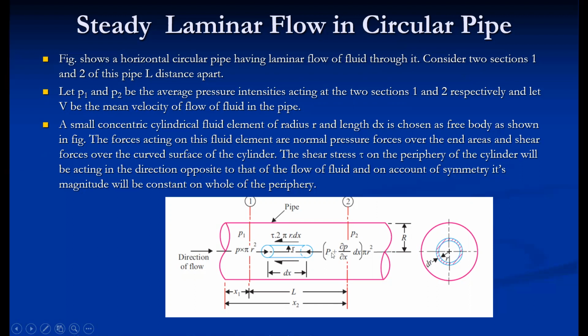Pressure force on the right face is obtained by Taylor's expression, that is by incremental change in pressure, that is P plus ∂P/∂x into dx, into area. Similarly, shear force on the circumference is shear stress into the circumferential area, that is tau into 2 pi r dx.